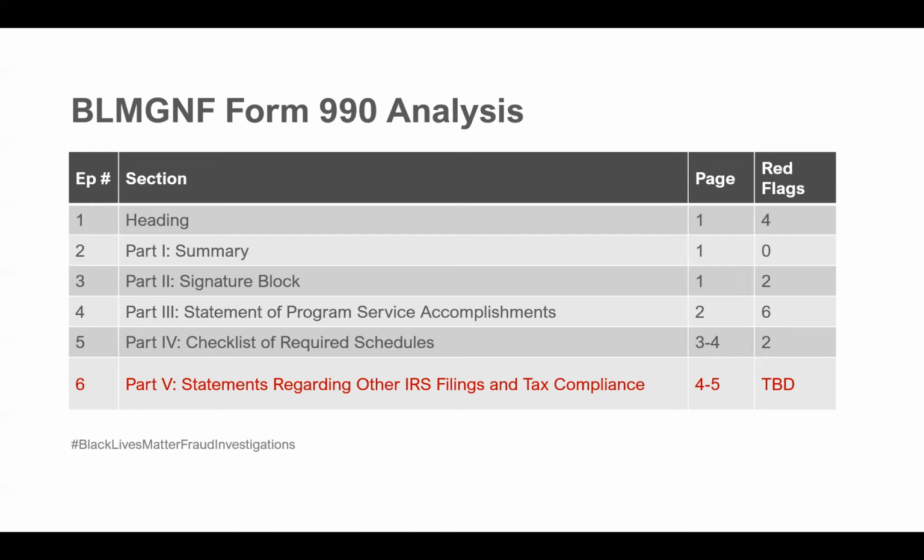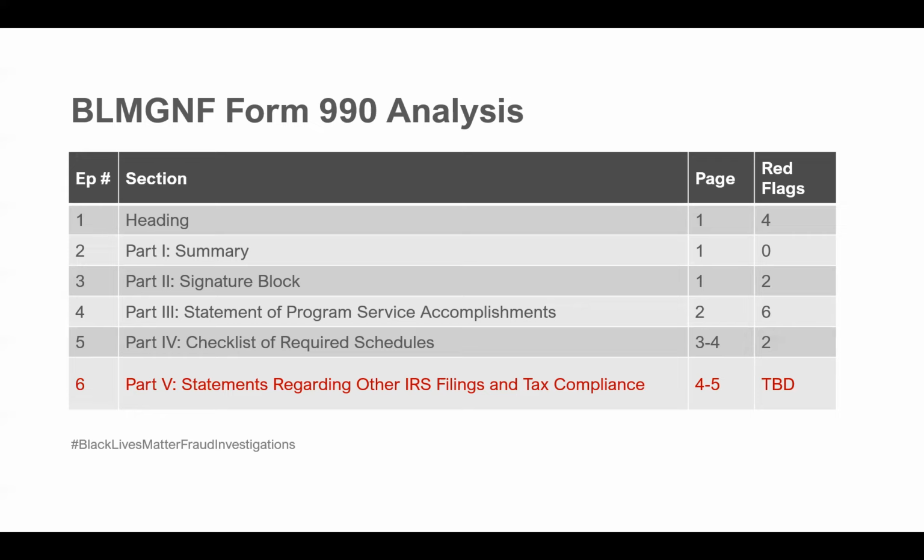Episode number 3, Part 2, signature block. That was also on page 1, and I identified 2 red flags. Episode number 4, Part 3, statement of program service accomplishments. That's on page 2, and I identified 6 red flags. Episode number 5, Part 4, checklist of required schedules. That's located on pages 3 and 4, and I identified 2 red flags.